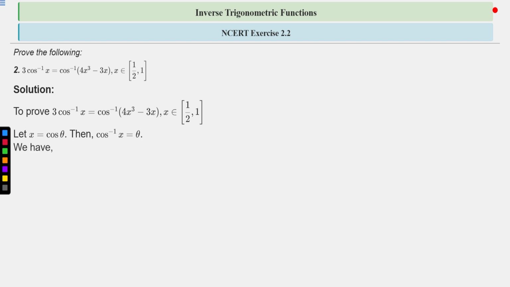Now we have the right hand side RHS, which is cos inverse 4x cube minus 3x, right?